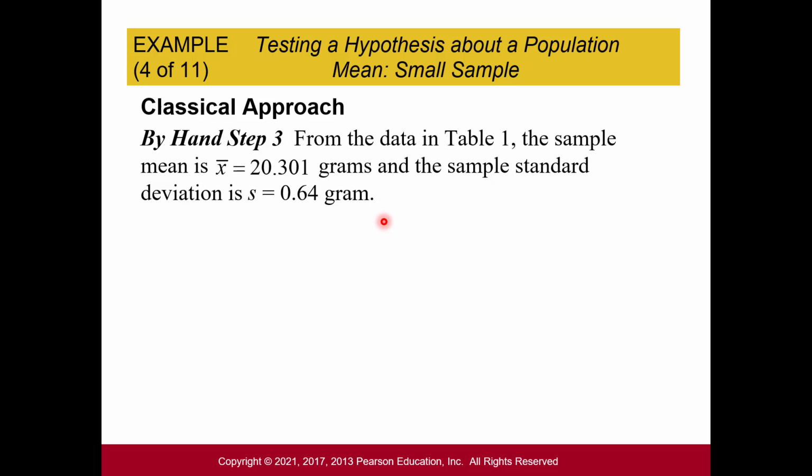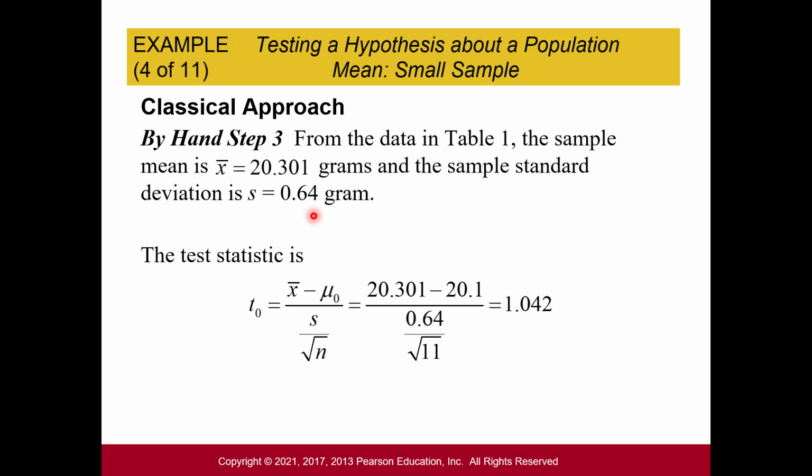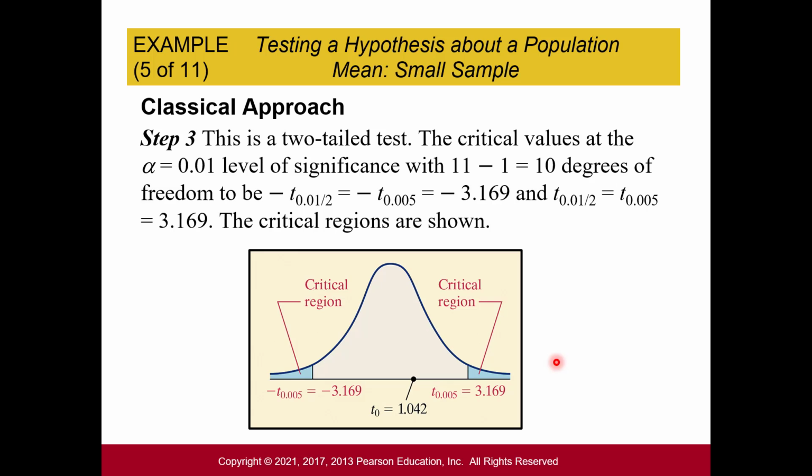And so using our classical approach, if you just use your raw data and you compute the mean, you're going to get your sample mean is 20.301, and your standard deviation is 0.64 grams. And so your t-value, plugging in those numbers, is going to be 1.042. Okay, so for our two-tailed test, remember we divide alpha by 2. And so our critical values are at negative t sub 0.005 and positive t sub 0.005.